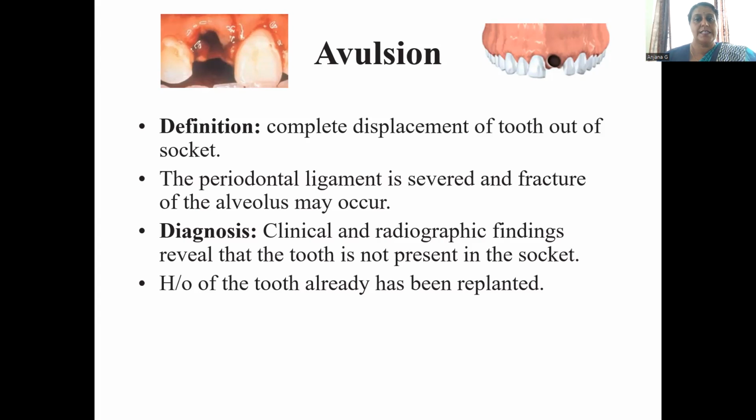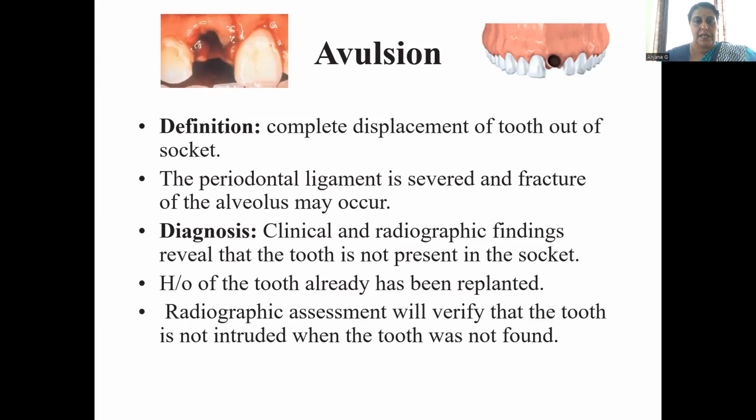History of whether the tooth has already been replanted has to be checked, because in some cases where the individual knows that it can be replanted, sometimes they might replant it. So instead of thinking that it is an extrusion or something, you will have to take the history and ask if the tooth has been replanted or not. Radiographic assessment will verify that the tooth is not intruded and when the tooth is not usually found, that is, in complete intrusion, the clinical situation can mimic an avulsion.